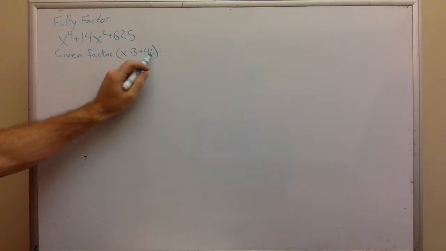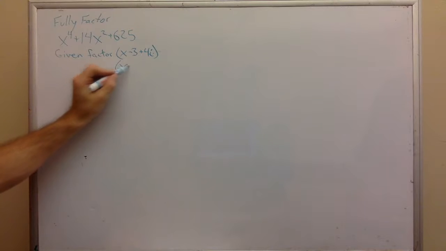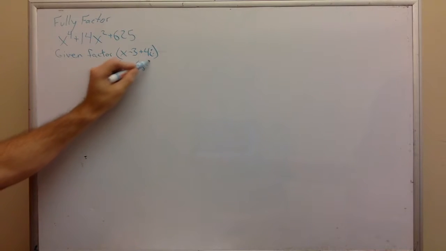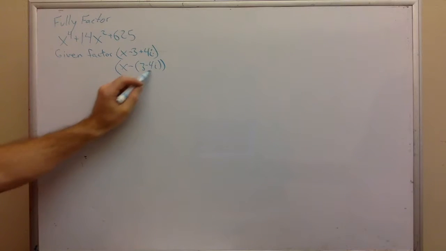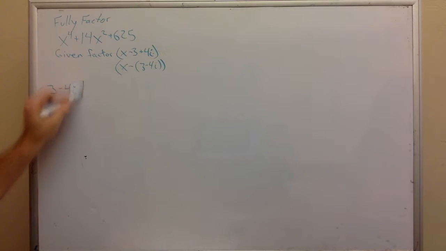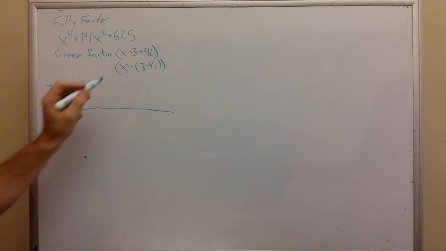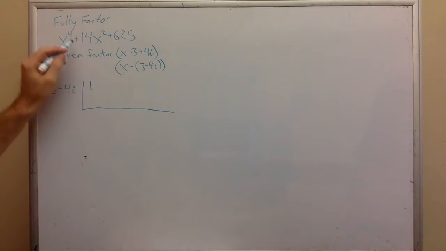So given this, I can rewrite that as x minus 3 minus 4i. So that tells me this is my 0. So I have 3 minus 4i. Now since this is linear, I can use my synthetic division. I have a 1 for my fourth term. Notice I don't have a cubic term. See if you can fill in the rest on your own.